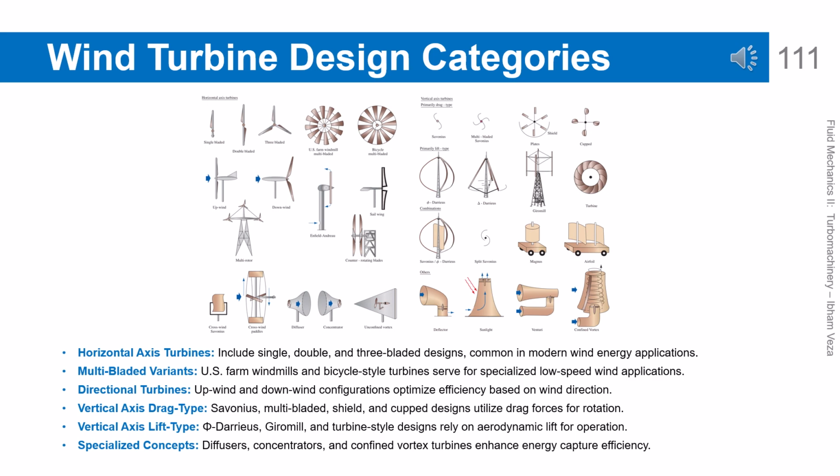Wind turbine design categories. This slide classifies wind turbine designs based on the rotation axis and the force principle used. Horizontal axis turbines dominate modern applications because of their high efficiency. Vertical axis turbines can be drag-based or lift-based with different operating characteristics. In addition, there are special concepts such as diffusers and concentrators to enhance energy capture. This classification helps explain why so many wind turbine design variations exist.